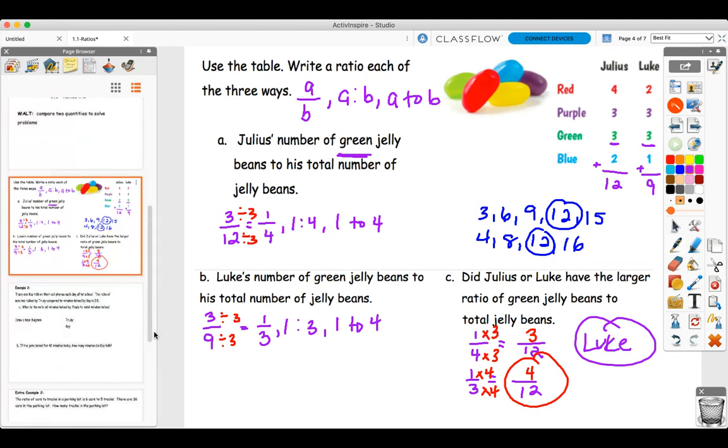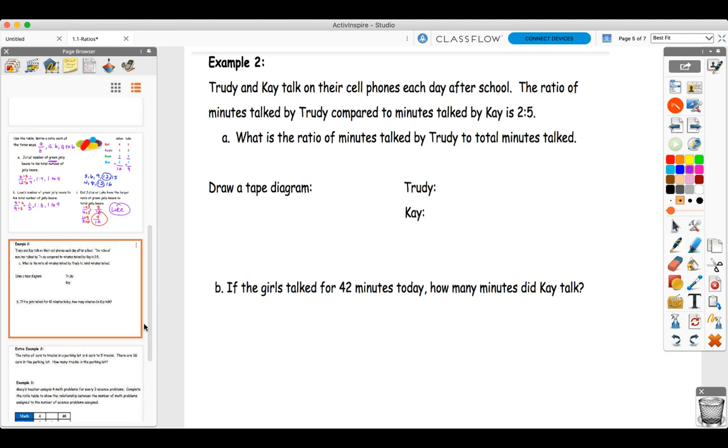Let's go on to the next example. All right, and this one is going to be using a tape diagram. That was one of our key vocabulary words from the notes the other day. Trudy and Kay talk on their cell phones each day after school. The ratio of minutes talked by Trudy compared to the minutes talked by Kay is 2/5. This just means that Trudy is the 2 and Kay is the 5. It always goes in order. What is the ratio of minutes talked by Trudy to the total minutes talked?